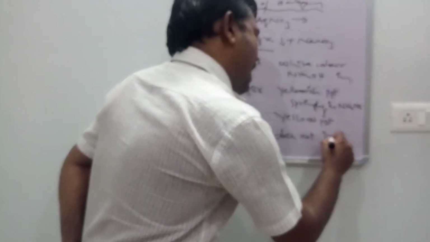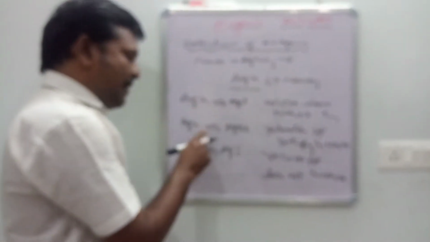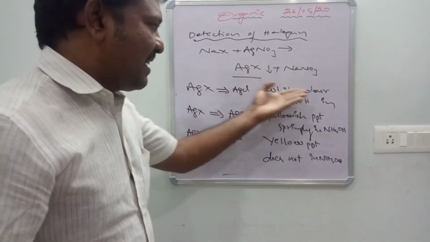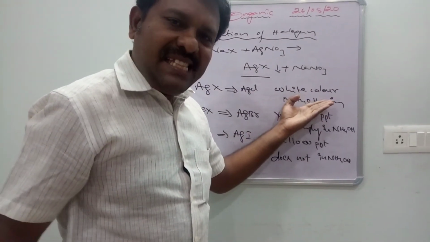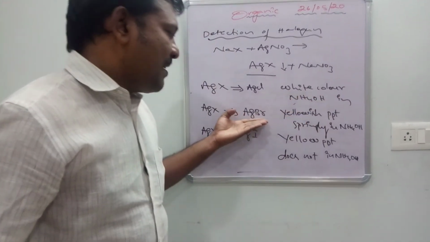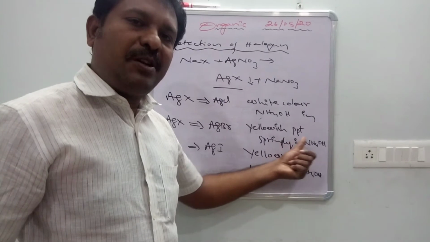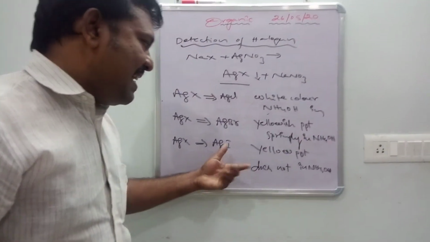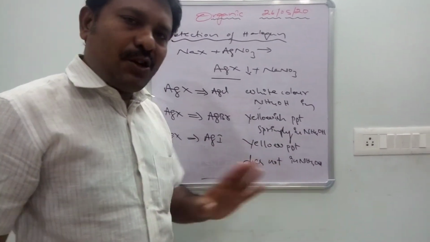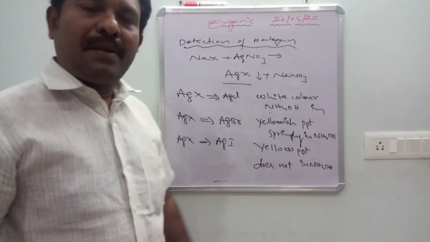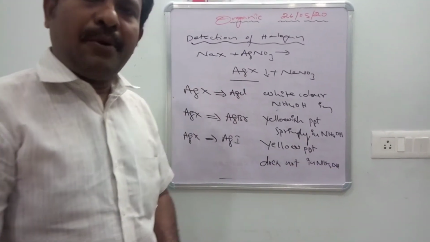Not soluble in ammonium hydroxide. What about the halogens: chlorine, bromine, and iodine? AgCl is a white precipitate, easily soluble in ammonium hydroxide. AgBr is a yellowish-white precipitate, sparingly soluble in ammonium hydroxide. AgI is a yellow precipitate, not soluble in ammonium hydroxide. That is the detection of halogens, maybe chlorine, bromine, iodine.